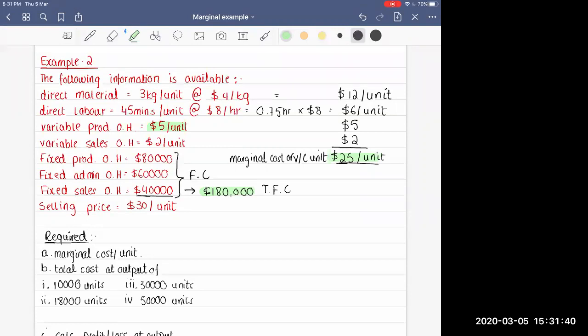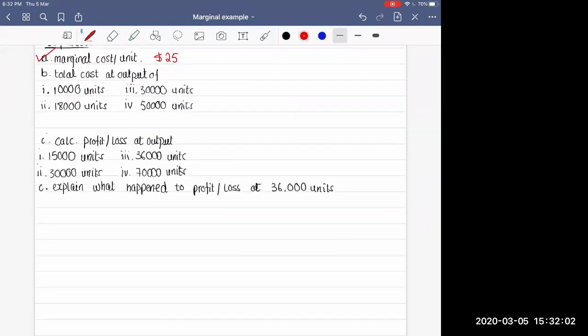Now, we need to calculate the total cost at output levels of 10,000 units, 30,000 units, 18,000 units, and 50,000 units. We have calculated variable cost per unit and marginal cost per unit. Now we will be calculating the total cost at different output levels. So what are our output levels given, sir? We need to calculate the total cost at 10,000 units. Besides 10,000 units, we need to calculate total cost at 18,000 units. Then at 30,000 units. And at 50,000 units.